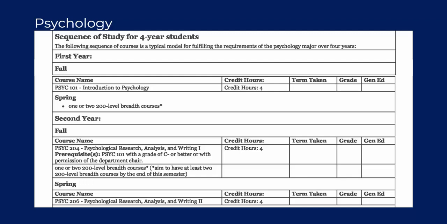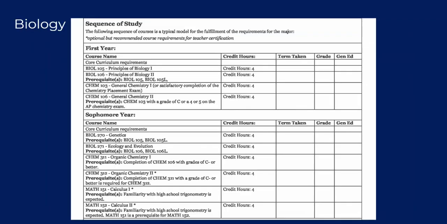Thus, an incoming first-year student who is planning to major in psychology should plan to take Psych 101 in the fall. But if they are already bringing in credit for that course through AP or dual enrollment credits, it is not absolutely necessary for them to take another psychology course in the fall semester. Let's take a look at a second example in the biology program.